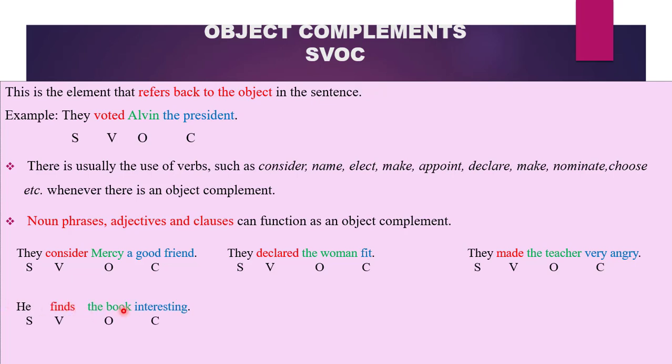He finds the book interesting. He is our subject, finds our verb, the book our object. Interesting refers back to the book. Therefore, it is functioning as our object complement because book is an object in this sentence. We appointed her the new secretary. We is our subject, appointed our verb, her our object, the new secretary our object complement. Therefore, we have an SVOC pattern.